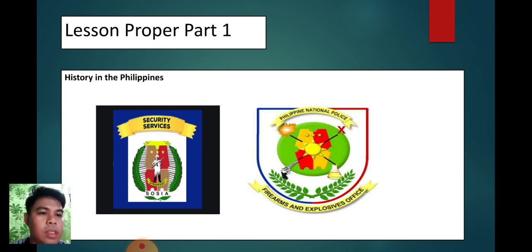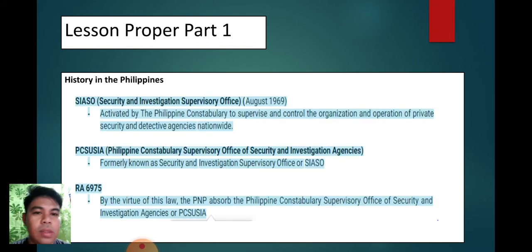Security Service, SOSIA, PNP SOSIA, Philippine National Police Firearm and Explosive Office. These are the logos of our present PNP, which is in charge of the regulation of applying for permits for detective companies. As you can see, SIASO is the Security and Investigating Supervisory Office, established in August 1969. This SIASO was activated by the Philippine Constabulary to supervise and control the organization and operation of private security and detective agencies nationwide. It was later absorbed by the PNP and later became PC SOSIA.